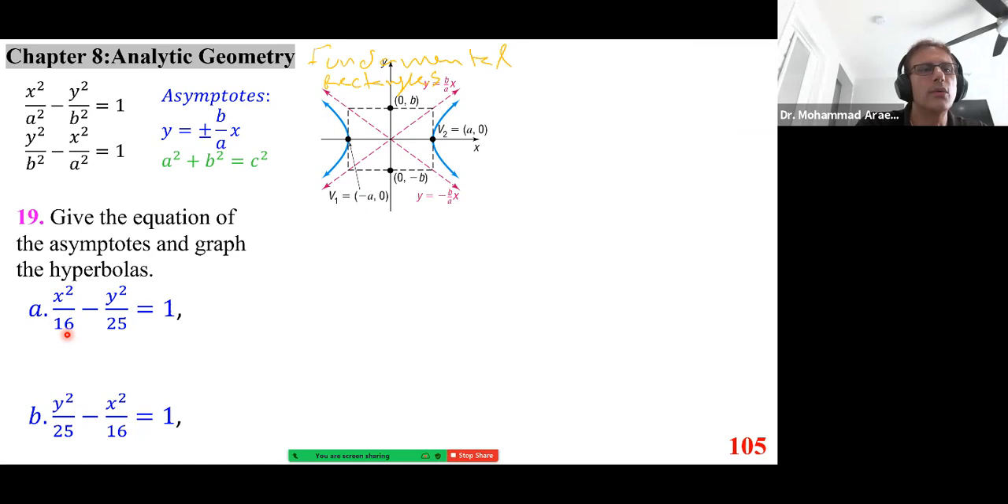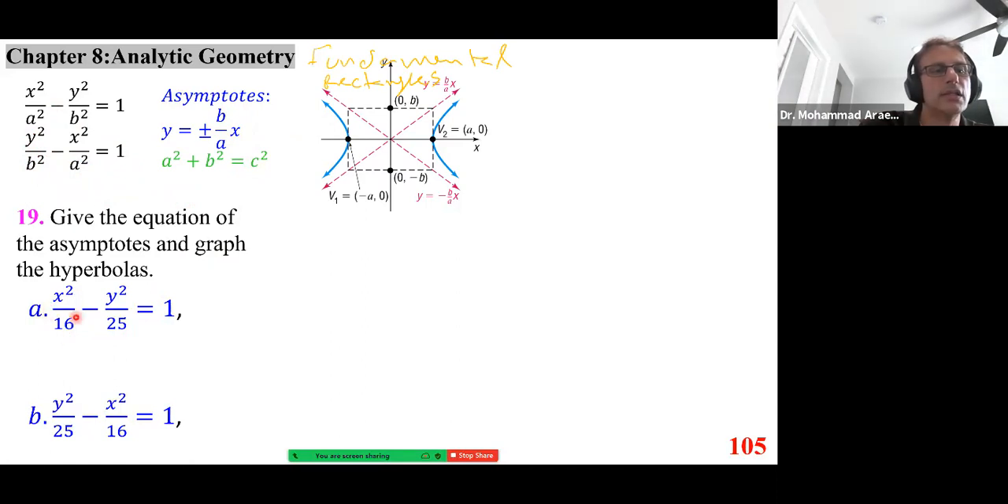If we are dealing with this one, the coefficient of y squared is positive, then it opens up and down. I like to keep the a under x and b under y. Some books change that when that changes. If you keep it intact, this formula for the asymptote will never change. It will always be plus minus b over a times x.